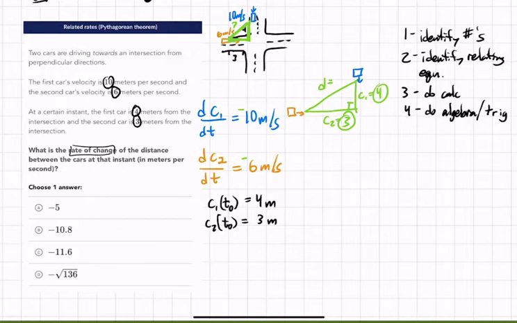So how are we going to find... What are we going to look for? We're looking for dD over dt at this instant. So when t is t naught, what is that?